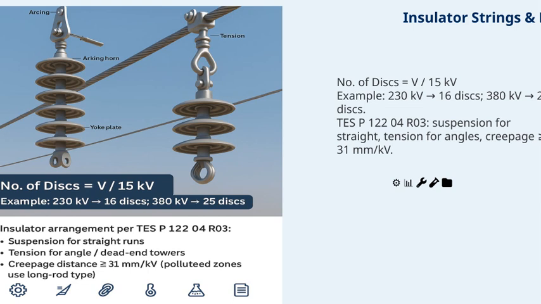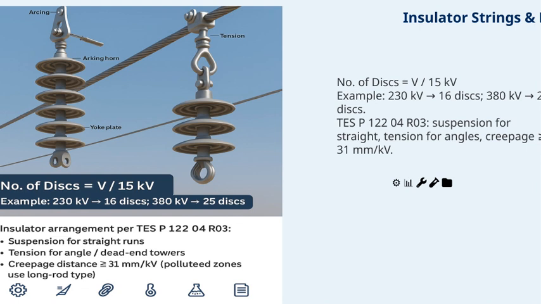Let's talk about insulator strings and hardware assembly. The number of discs you need is calculated based on the voltage level, specifically V divided by 15 kV, for example. For a 230 kV line, you typically use around 16 discs, and for a 380 kV line, about 25 discs. This helps ensure proper insulation and safety.